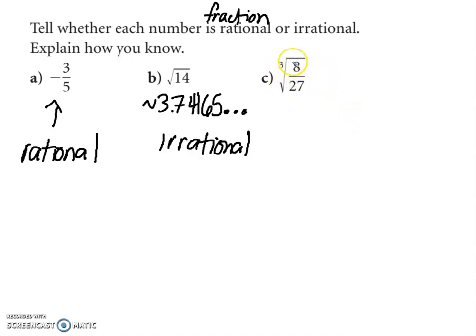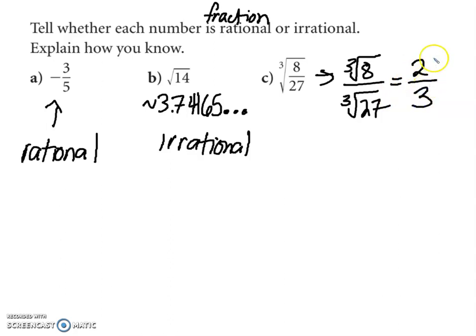And then in the case of the cube root of 8/27, this is just the same as the cube root of 8 divided by the cube root of 27, which is 2 divided by 3. And since the solution can be written as a fraction, it is considered a rational value.